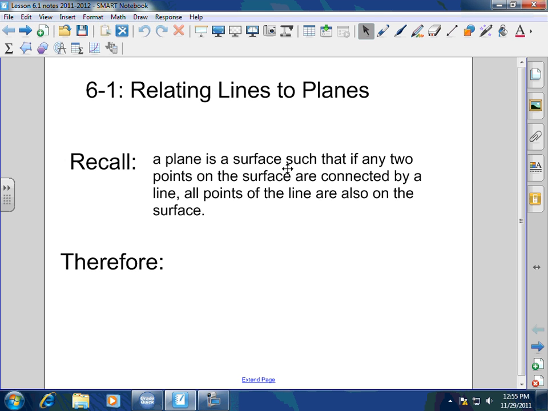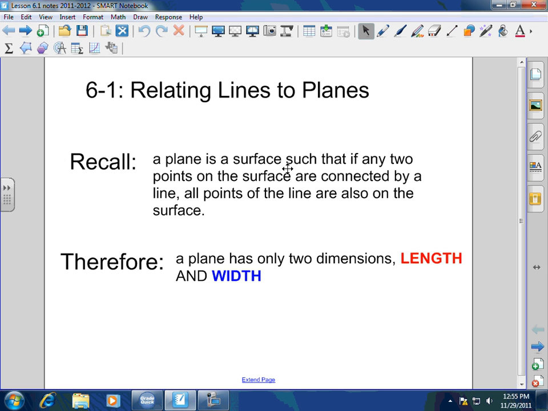Yes, sir. That's where I'm going to right now. The question was, is it 2 or 3 dimensional? Well, if we're talking about lines, then a plane has only 2 dimensions, length and width.